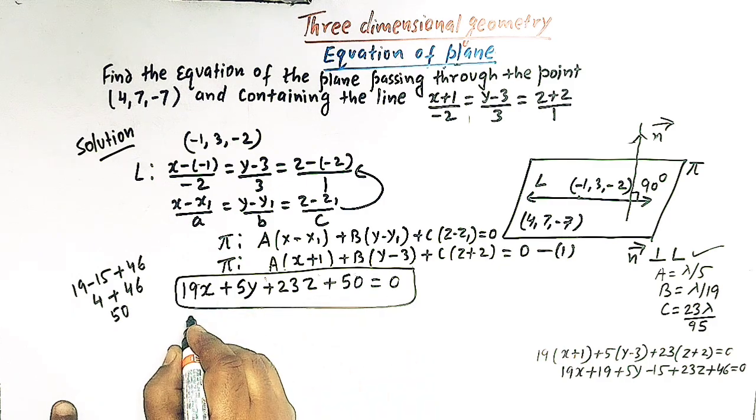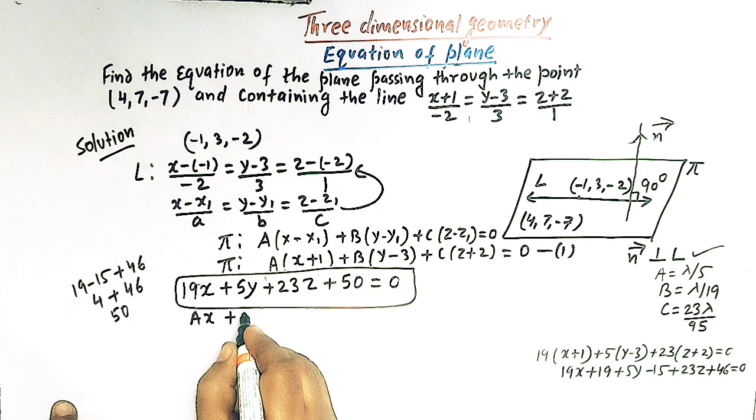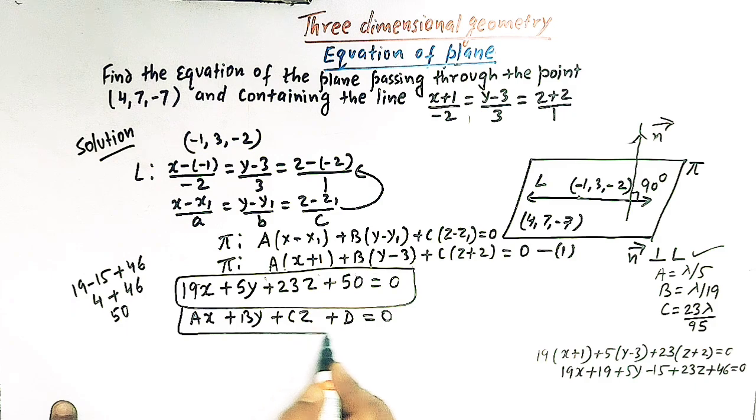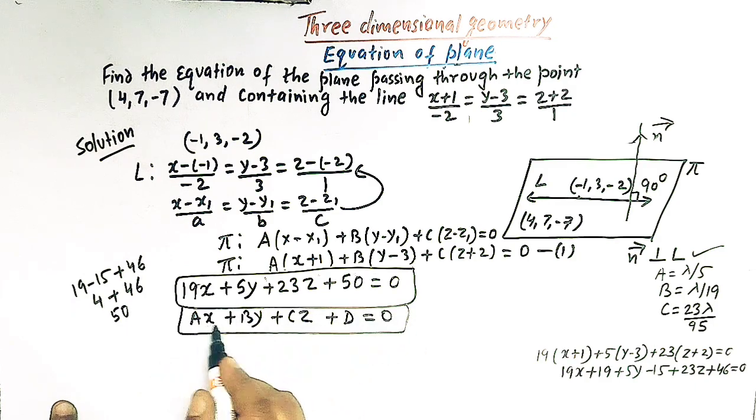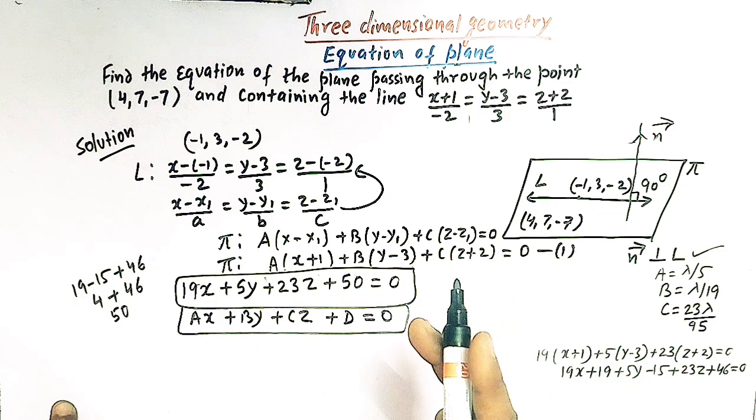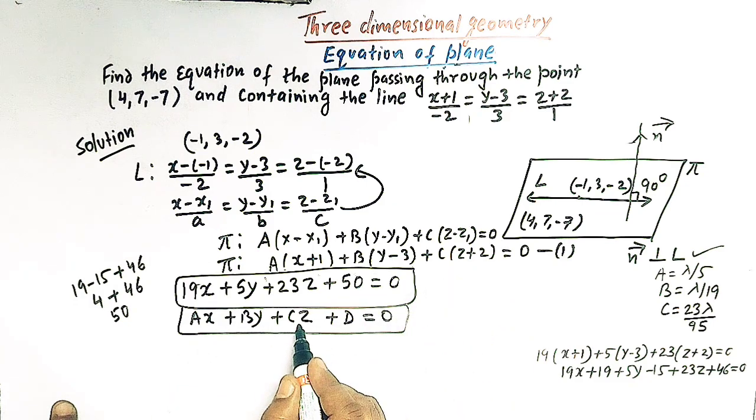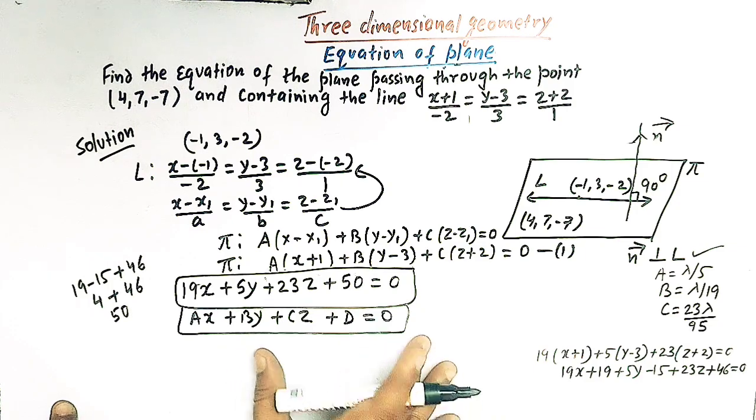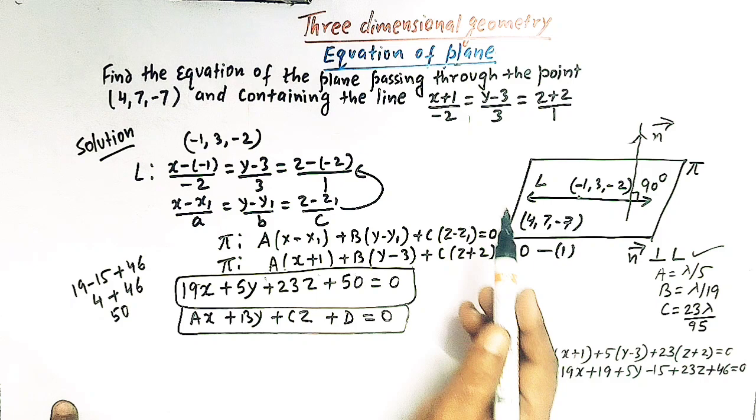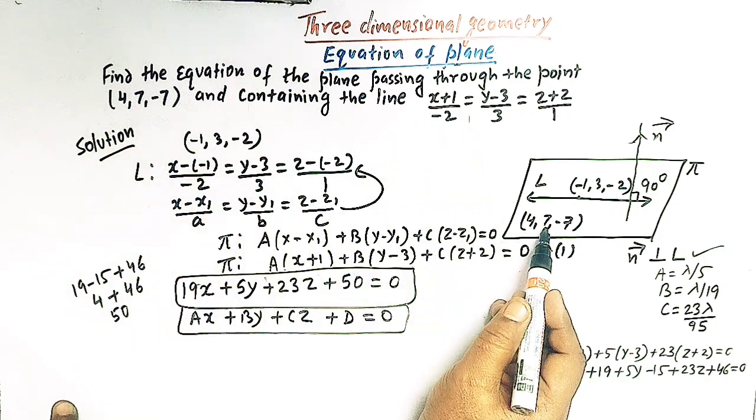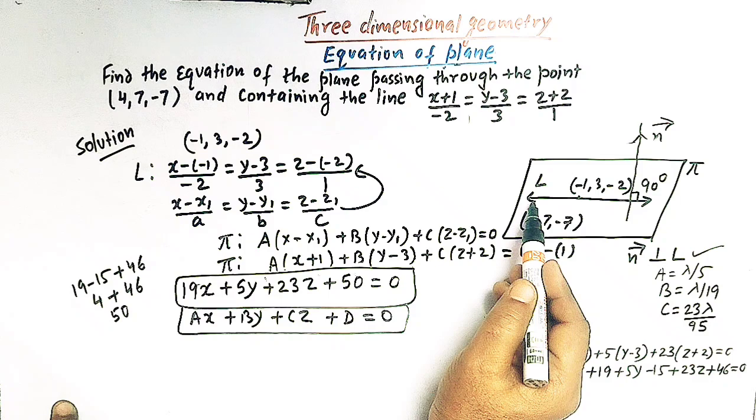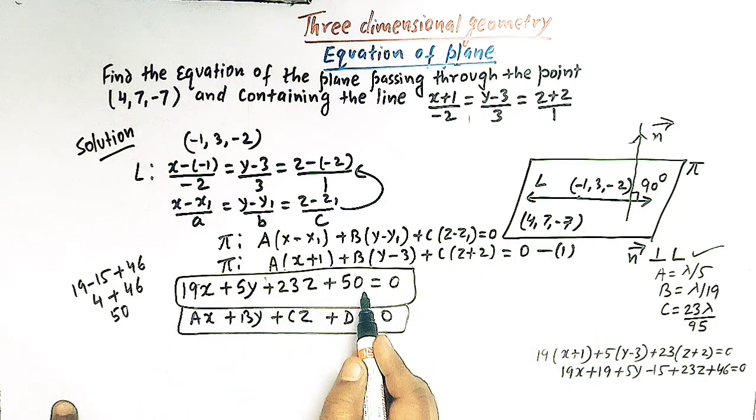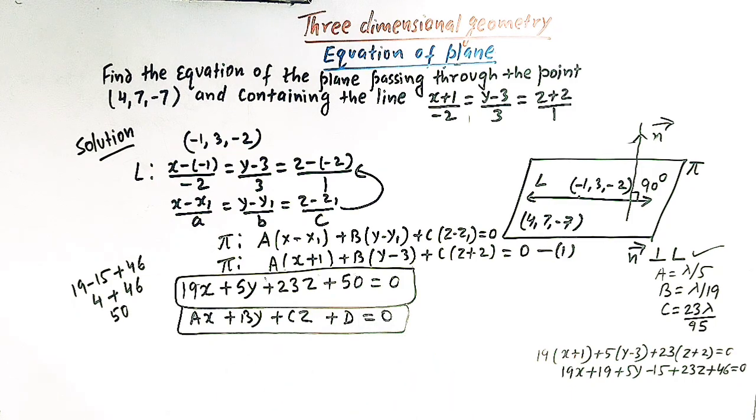So here the form is ax plus by plus cz plus d is equal to 0, because we know that any equation of this form in first degree, that is x, y, and z are in first degree, ax plus by plus cz plus d is equal to 0, it always represents a plane. So the required equation of this plane, which passes through this point 4 comma 7 comma minus 7 and containing this line L, is given by 19x plus 5y plus 23z plus 50 is equal to 0.